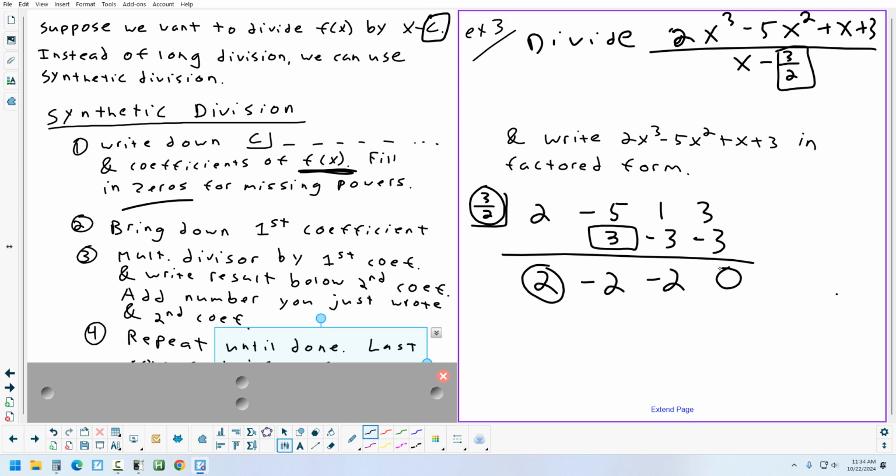0. These are the numbers that are important for your answer. What do you think the 0 is? That's your remainder. And what do you think those numbers are? Quotient. That has to do with the quotient.